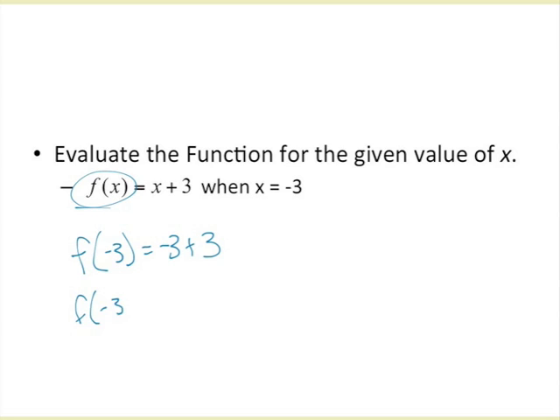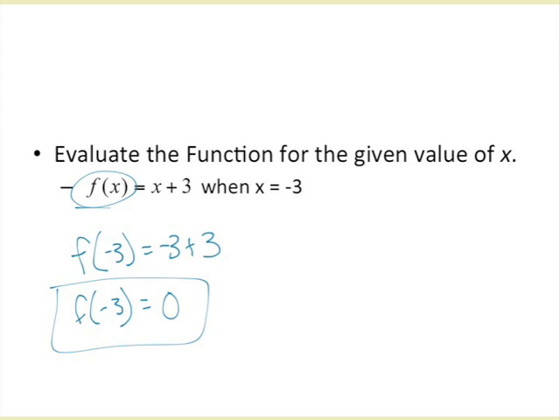That f(-3) is not a multiplication. It's telling me my equation called f, I plugged a -3 into it. Okay. We do our arithmetic on the other side and we get 0. And that's it. That's the final answer. This notation is nice because it tells us both input and output.